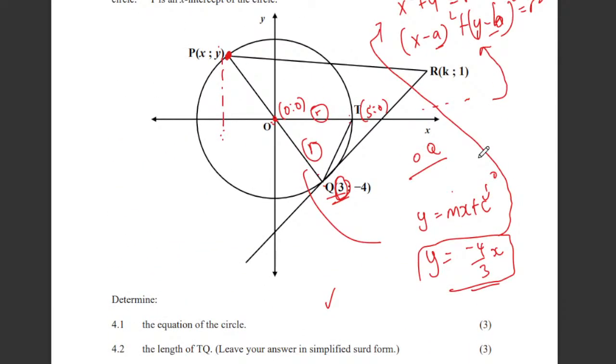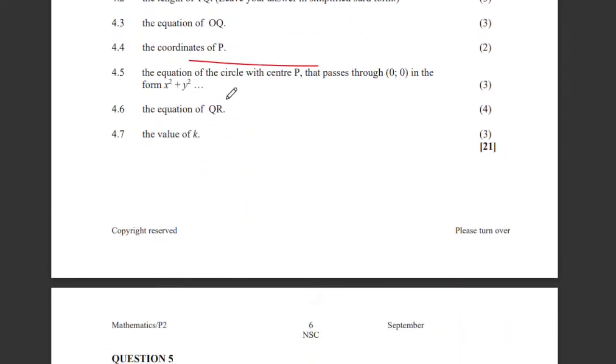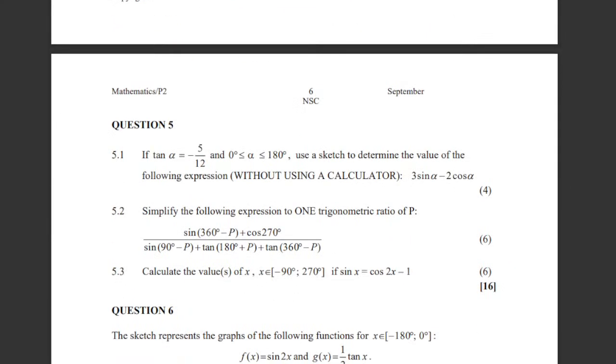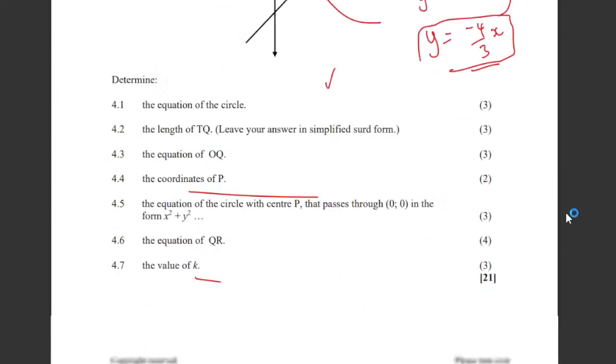Equation of QR: remember QR is a tangent, né? For tangents and lines from the center, they will be perpendicular. The tangent and the diameter will be perpendicular. So since you have the gradient of this, you can find the gradient of that. That equation will also be used to help you find K. All right, so that is to do with analytical geometry.